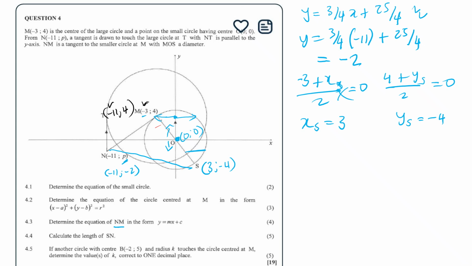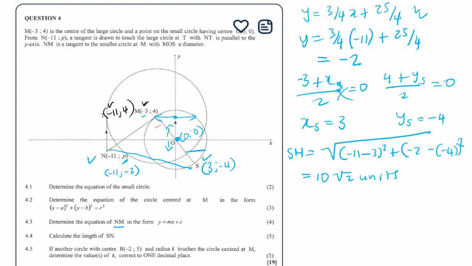Therefore now we can use the distance formula, because now we have the point of n and the point of s. Length formula, distance formula, not midpoint, sorry. Therefore it's equal to x2 minus x1, which is minus 11 minus 3 squared, plus y2 minus y1, which is minus 2 minus 4 squared. Therefore the length of Sn is 10 root 2 units, and in decimal form it is 14.14 units, right?